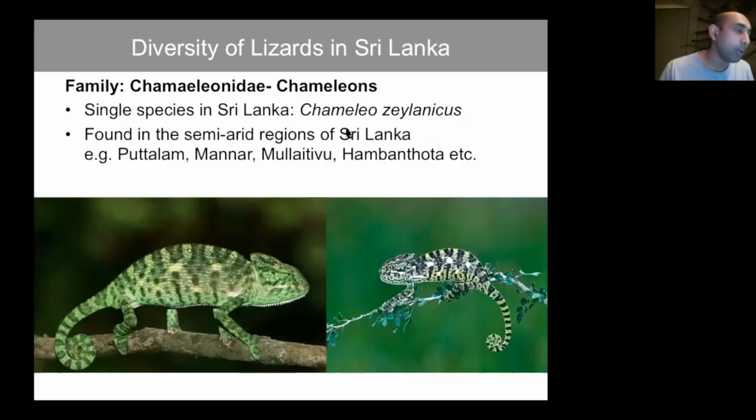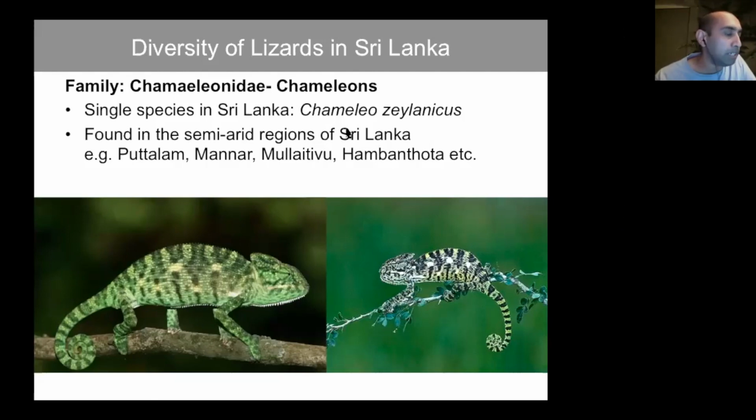And then they also have a highly prehensile tail, and a tongue that can be extended almost twice the length of their body, which is used to, of course, grab insects. And their head is fitted with a bony structure. We call it a bony casque, right? So there's only one species in Sri Lanka, which is not endemic. It's also shared with India, but the name is Chamaeleo zeylanicus.